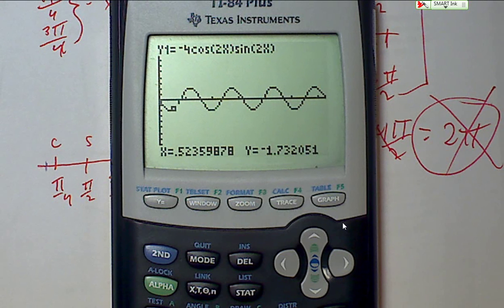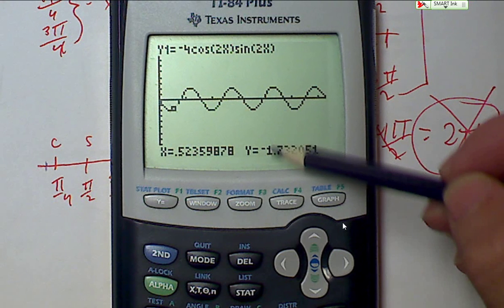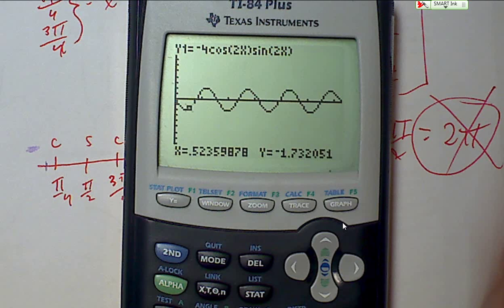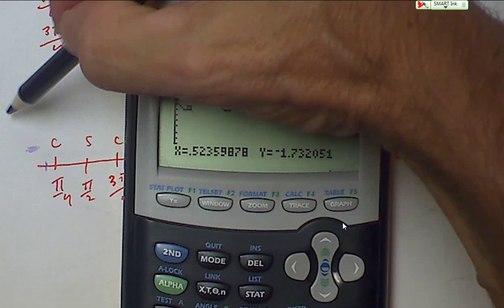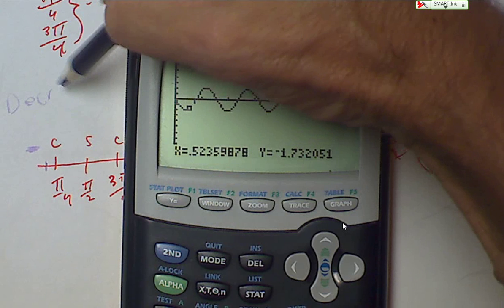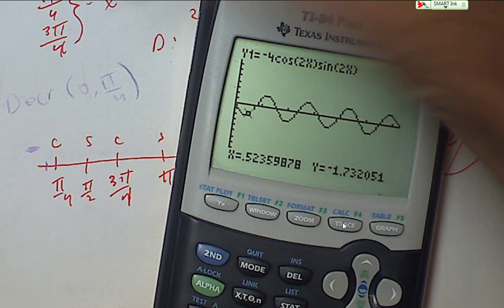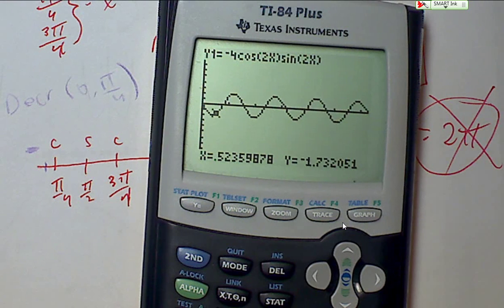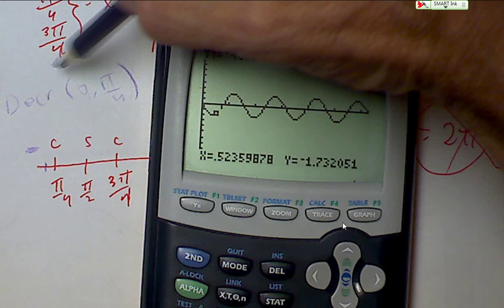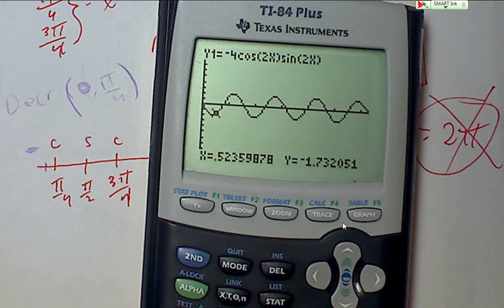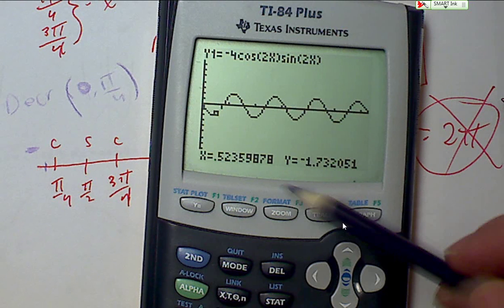So left of pi over 4, the parent function is doing what? Decreasing, okay? So left of pi over 4, the parent function is decreasing. So this is decreasing from 0 to pi over 4. We'll be okay with that, because that's a negative number right there, right?